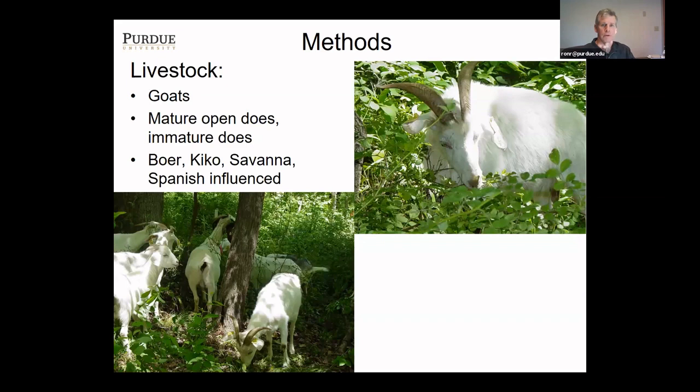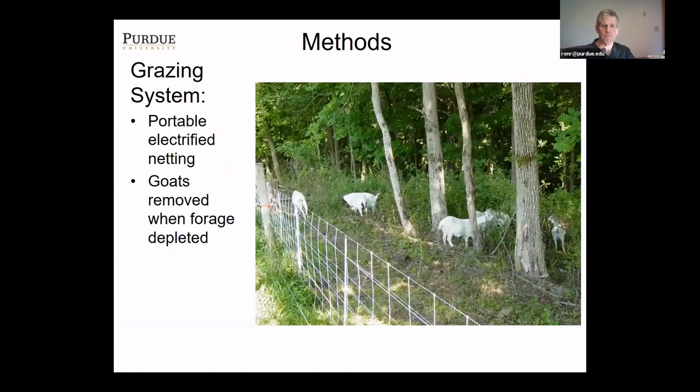So we used mature open does and immature does: Boer, Kiko, Savannah, Spanish influence, kind of a mixed breed that's good for meat production and also pretty self-reliant in a more wild setting like a forest. We used portable electrified netting, and the goats were removed from a paddock after they completely stripped the forage.